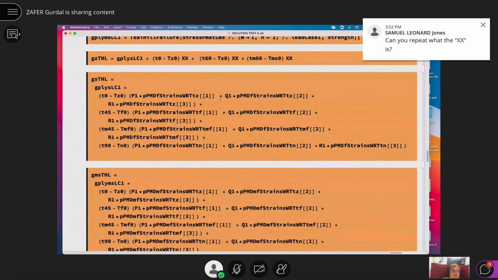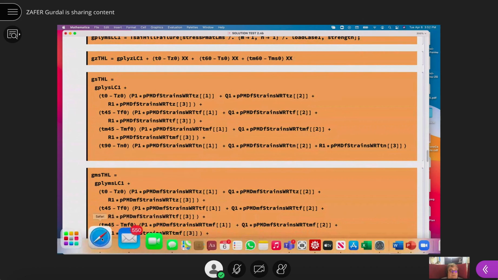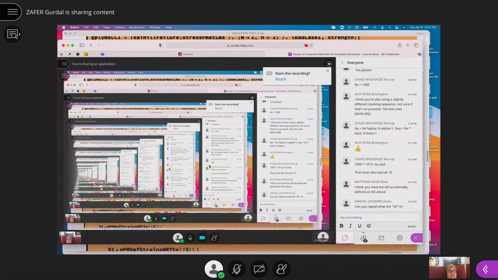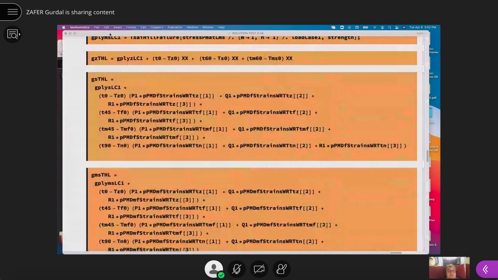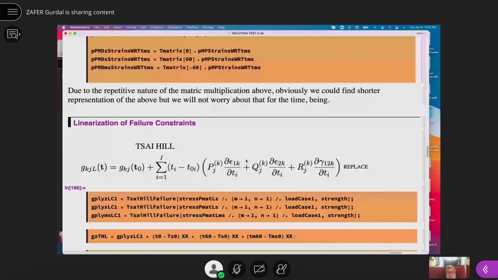Okay, so let me see. Can you repeat what the XX is? Yes. The XX is what multiplies T minus T0. And there are no P's and Q's and R's.